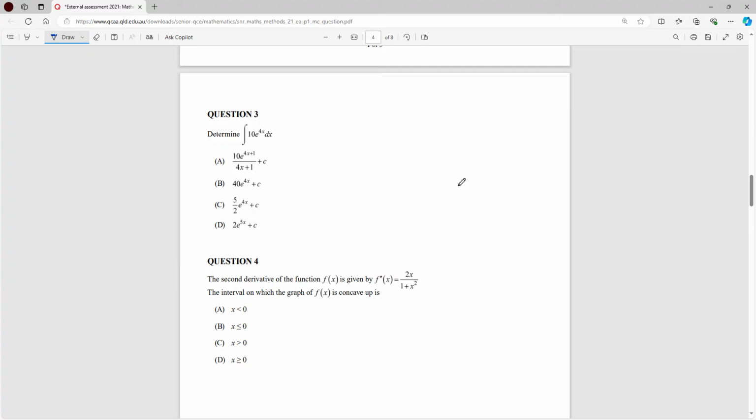Alright, question 3. Determine the integral of 10e to the 4x dx. When we're integrating something like this, we need to divide by the derivative of our inside function. So this integral would be 1 over a e^(ax) plus c. Here it's the exact same thing. It's 10e^(4x) dx, but we have a constant at the front, so we can take the constant at the front and we just have this integral here.